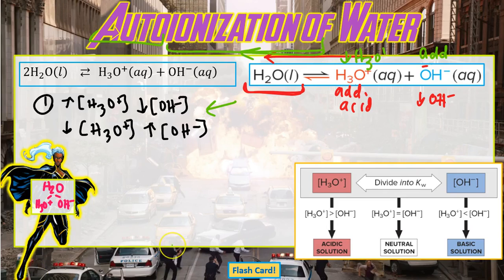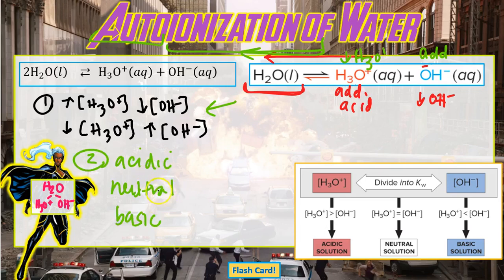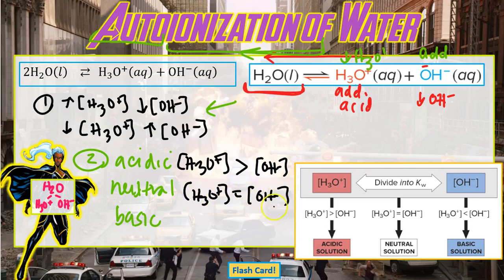Now let's get into the second thing, which is that both ions, H3O+ and OH-, are present in all aqueous systems, no matter if they're acidic, neutral, or basic. For example, scientists found that if something is acidic, it's going to have a lot more H3O+, way greater than OH-, but there's still going to be some OH- in solution. If it's neutral, then the concentration of H3O+ is equal to the concentration of OH-. And if it's basic, then the concentration of H3O+ is much less than the concentration of OH-, but it's still going to be hanging out in the solution.